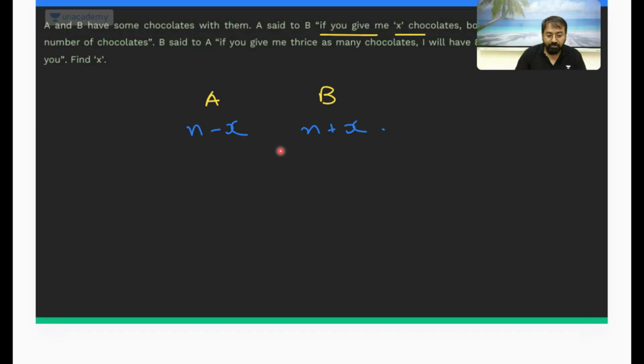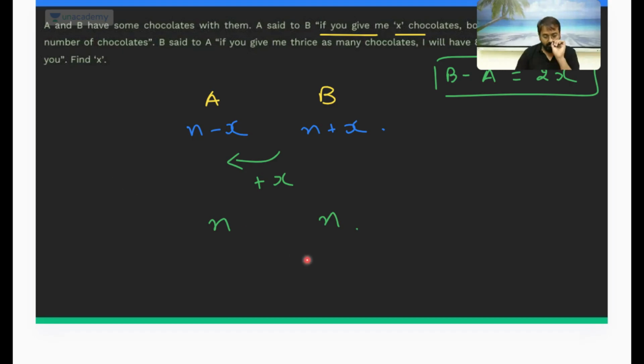So now if B gives A x chocolates, A will have n chocolates and B will also have n chocolates. Are you all getting this point? So the difference between A and B is 2x chocolates. Are you all getting this point, guys? Just confirm once. Everyone, have you all understood this? So this should be the number of chocolates with each of them.